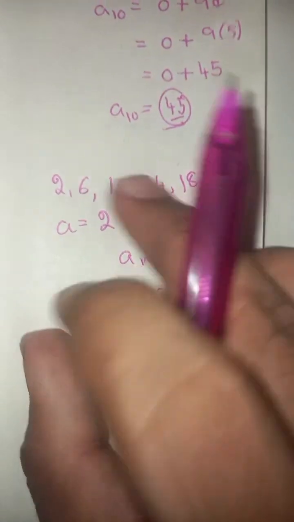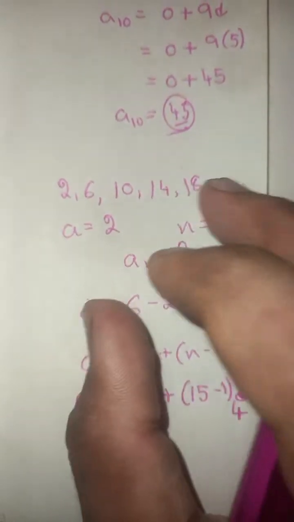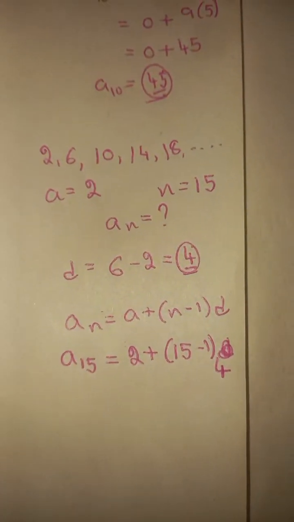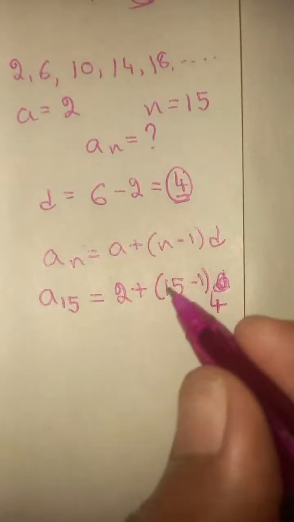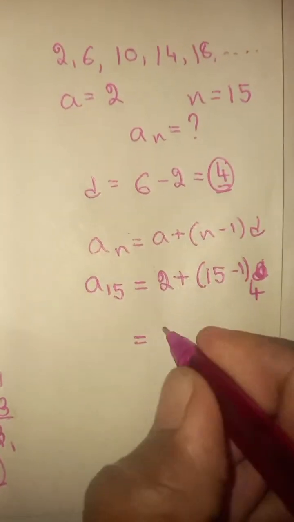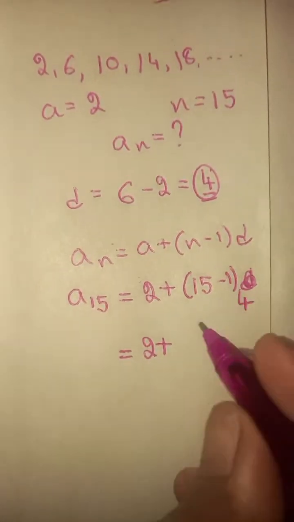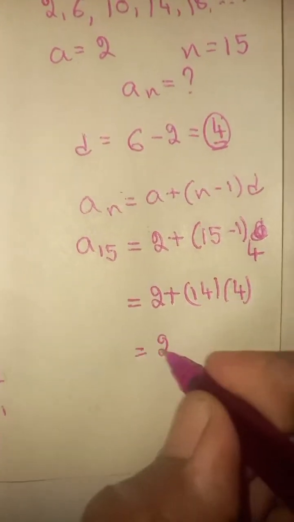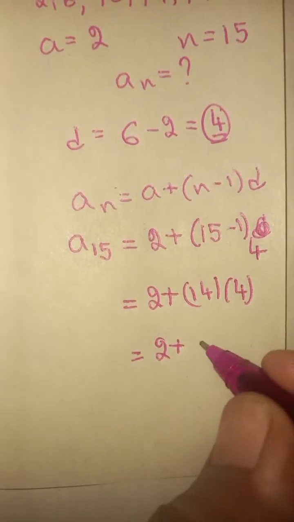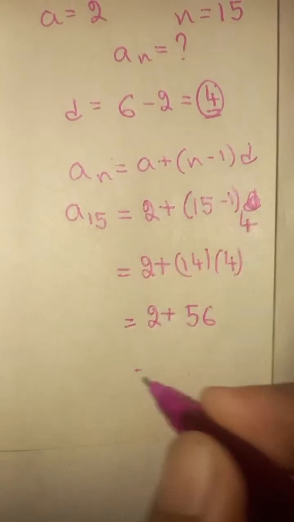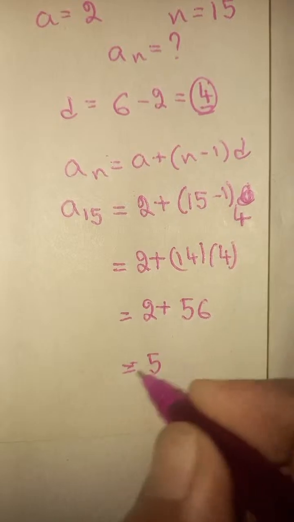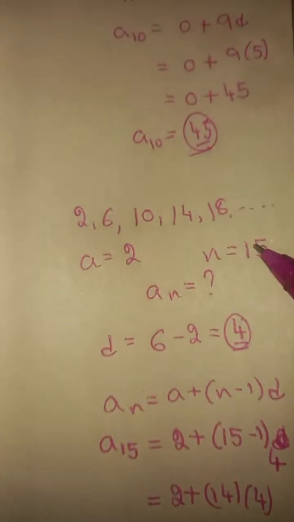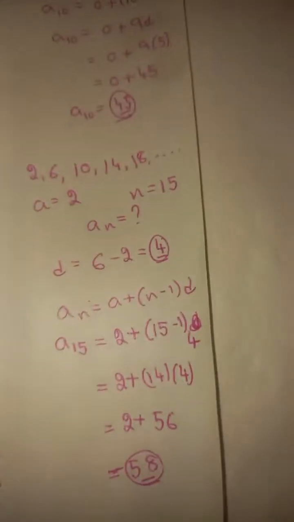To find the fourth term you need to add d 3 times, or for the fifth term you need to add d 4 times. So it is n minus 1 times d. This becomes 2 plus 15 minus 1 is 14, 14 times 4. This one becomes 2 plus 14 times 4 is 56. 2 plus 56 is 58. Now this is completely equal to: the 15th term is 58.